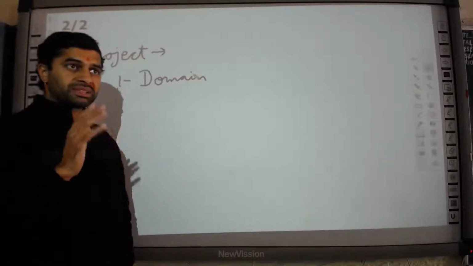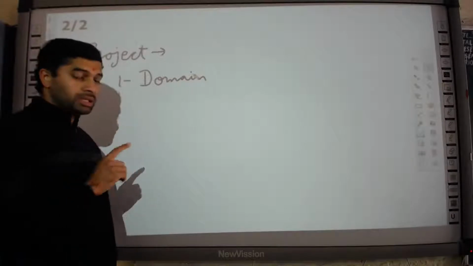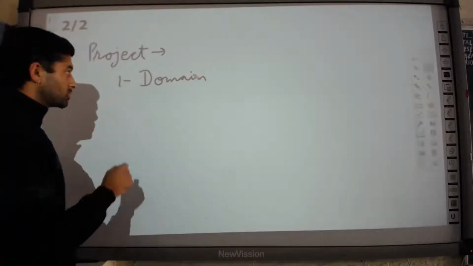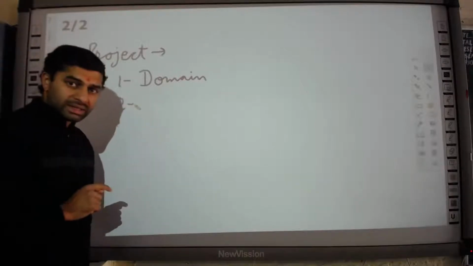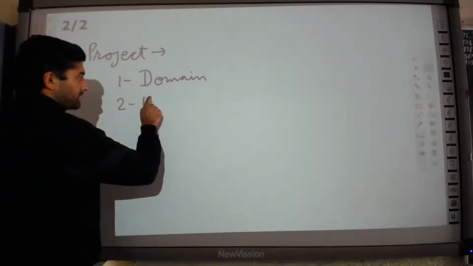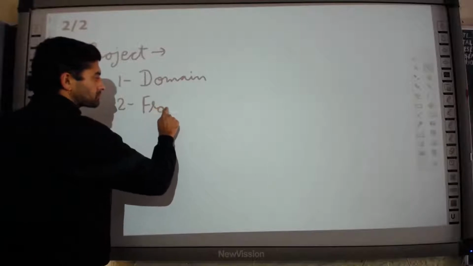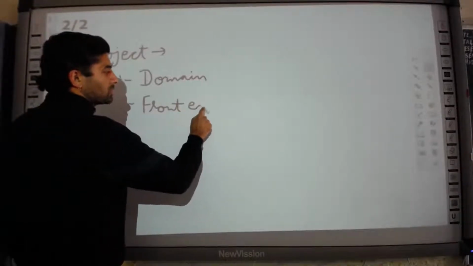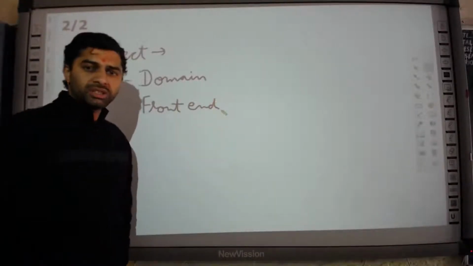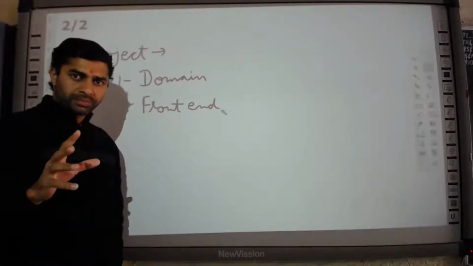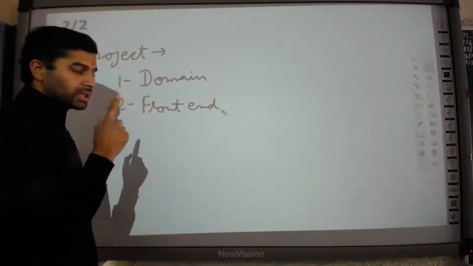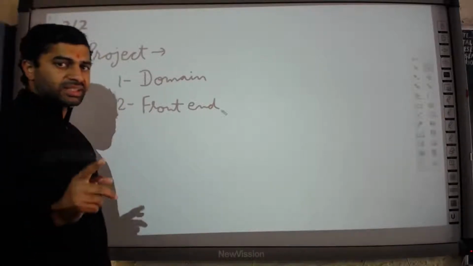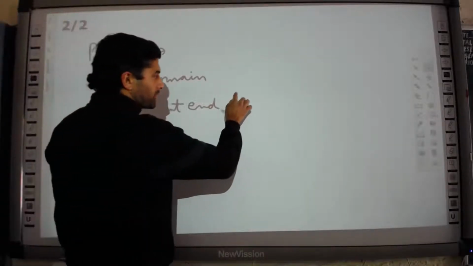After you have decided your project domain, you will go to step number 2. Step 2 is to decide the front end. Front end means the language that you will require to code to develop the project. For this year, you have Python in your course, so we will be using Python.